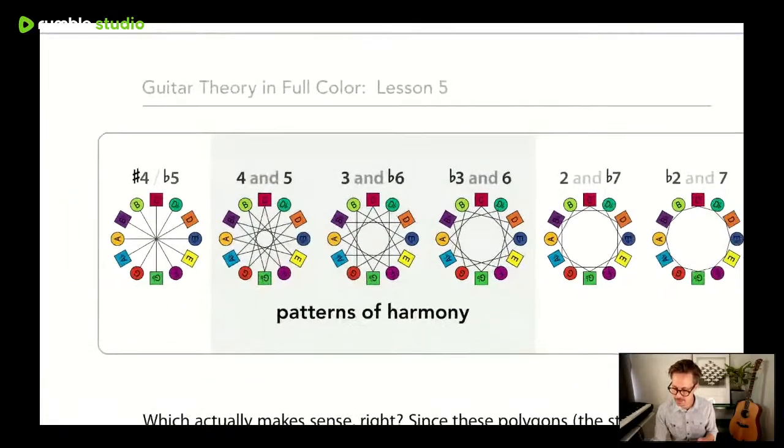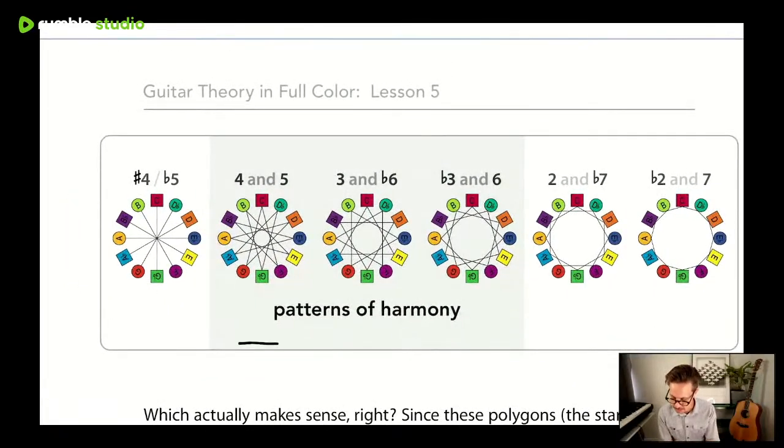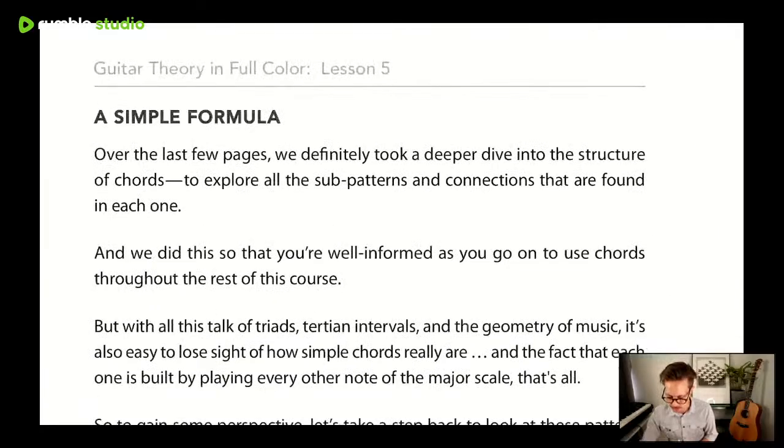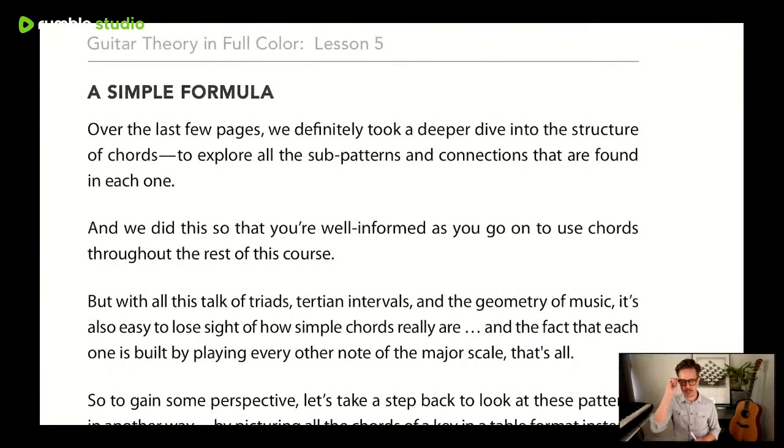The main patterns of music are, like I say, this star, and this star. And there are 6 main patterns in music. Harmonies are founded on these 3, but we're going to dive even deeper into the formulation of chords, and it's a simple formula. So let's jump into it, shall we?